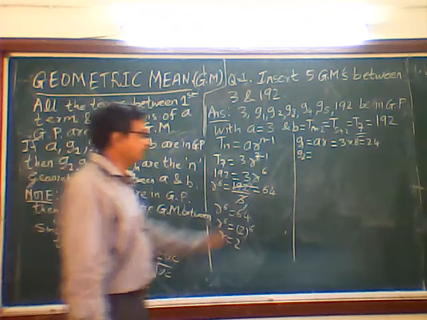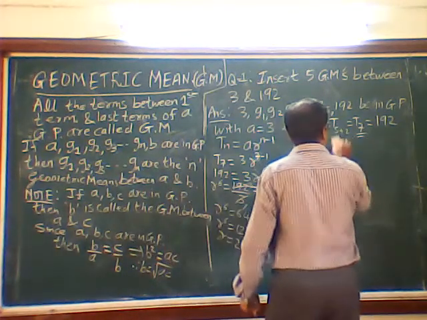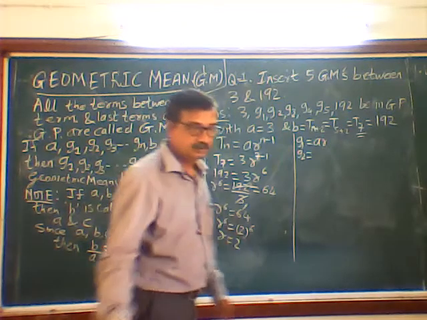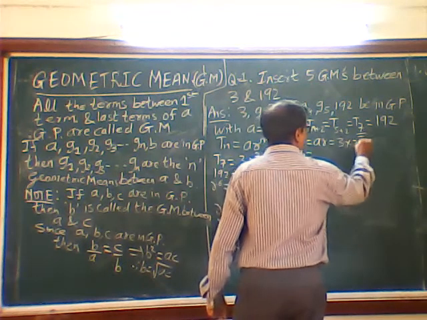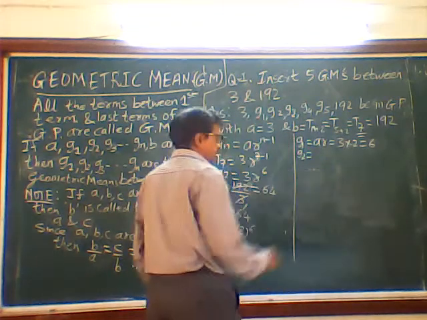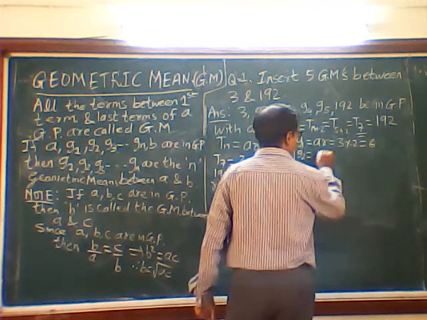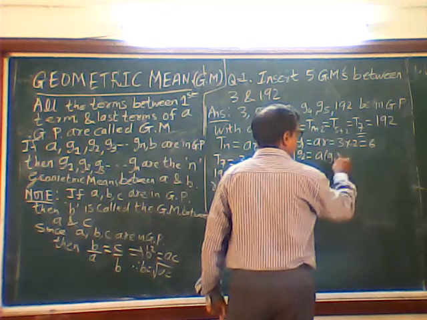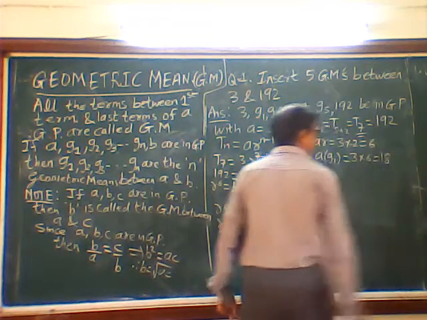Okay. Now we'll come to G1. What will be G1? G1 is AR. A is 3 and R is 2. It will be 6. Now G2 will be what? Can you tell me? G2 will be A into G1. What is A? 3. 3 into 6? 18. Is it correct?